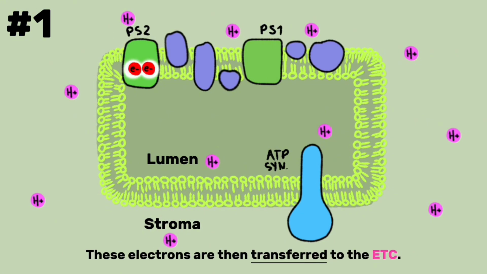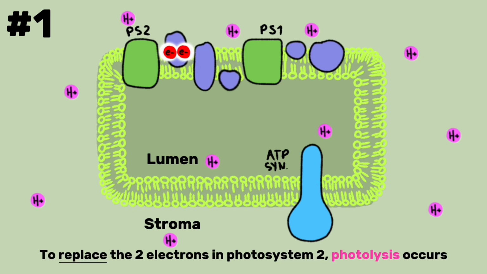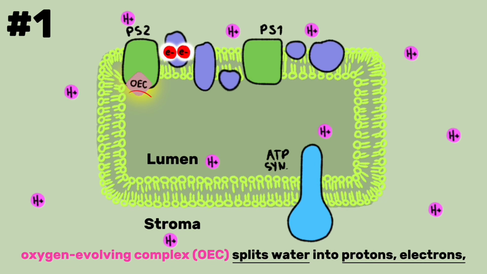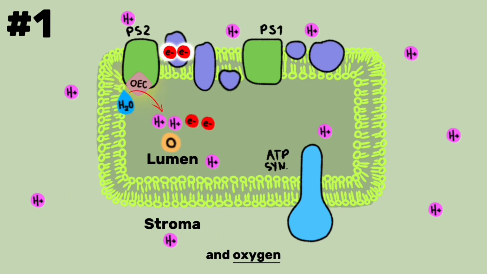Now the process starts when the chlorophyll in photosystem 2 absorbs sunlight, energizing, or exciting, electrons. These electrons are then transferred to the ETC. To replace the 2 electrons in photosystem 2, photolysis occurs. In photolysis, an enzyme in photosystem 2 called the oxygen-evolving complex splits water into protons, electrons, and oxygen.